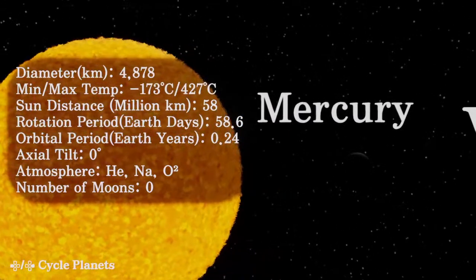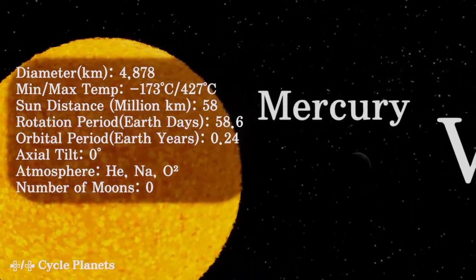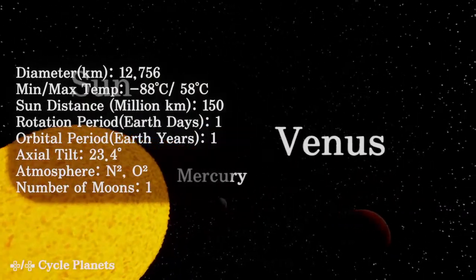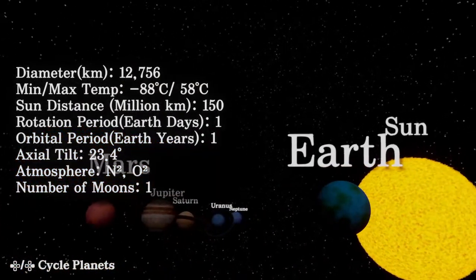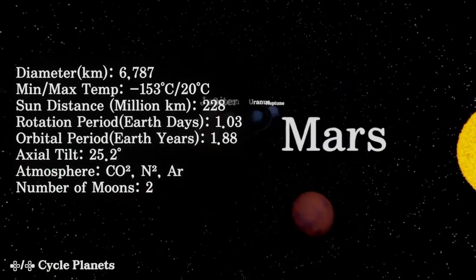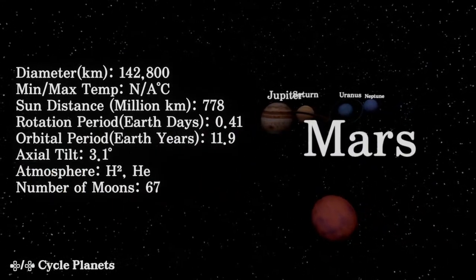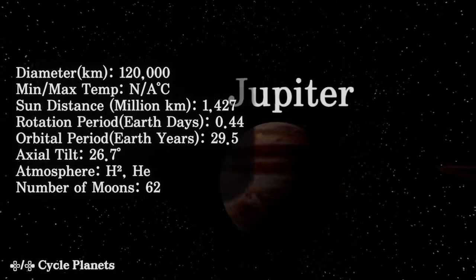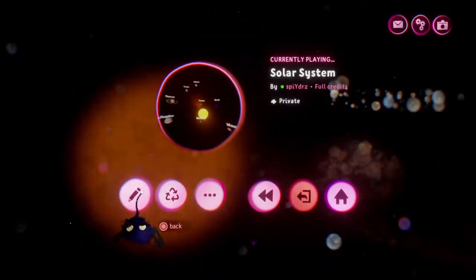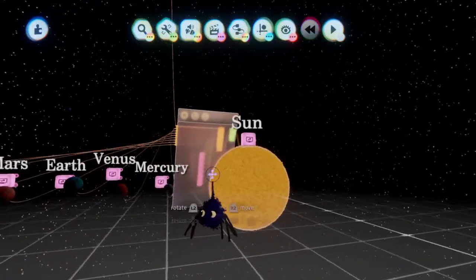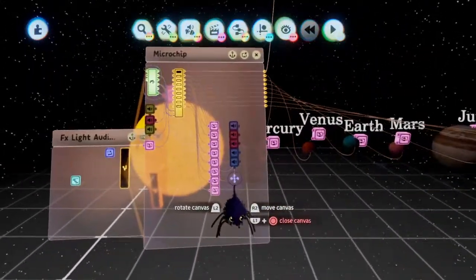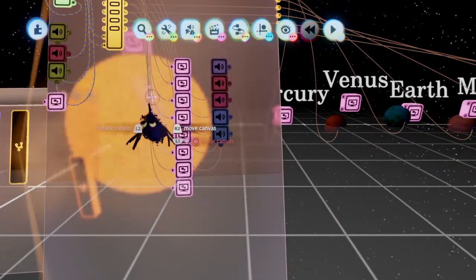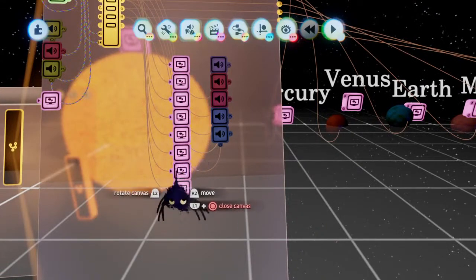Mercury. Because I'm into that. Venus. Earth. Mars. Jupiter. Okay, there we go. It was like selecting the wrong thing there. I don't know. It's because it curves down like this and it kind of screws things up.